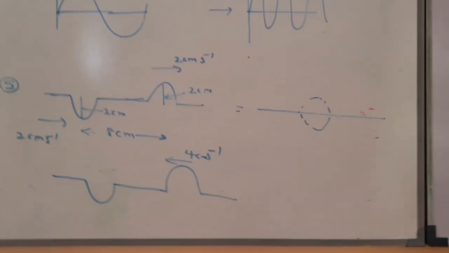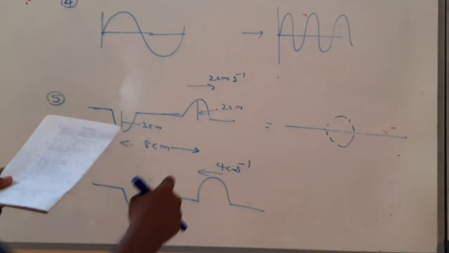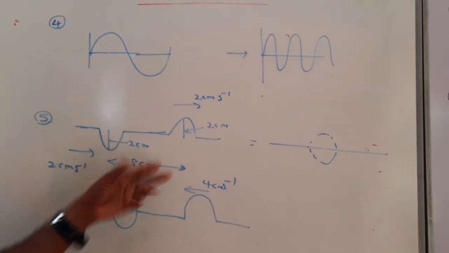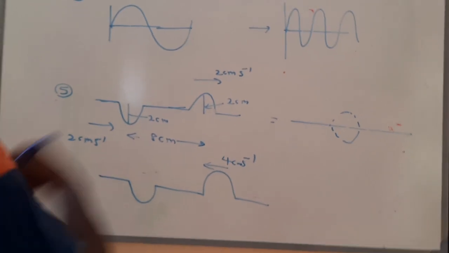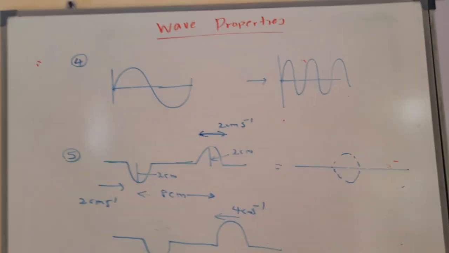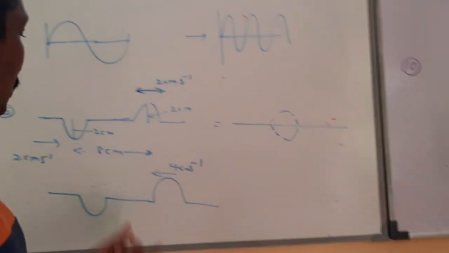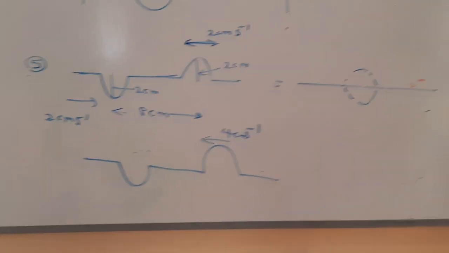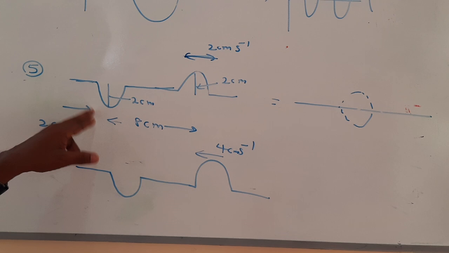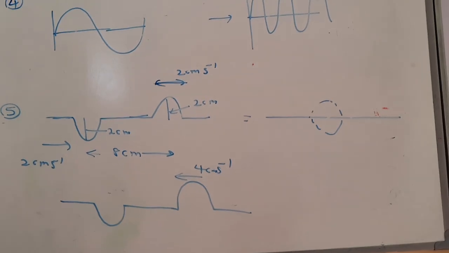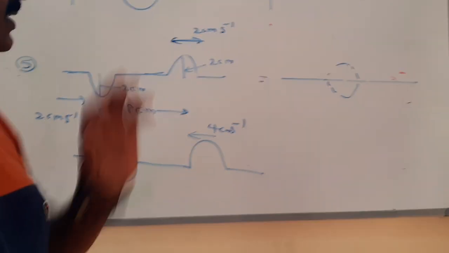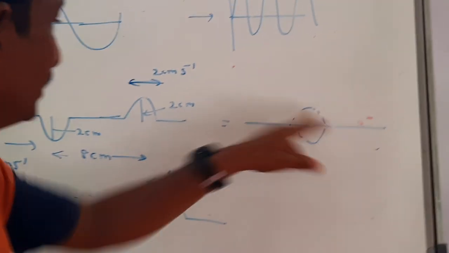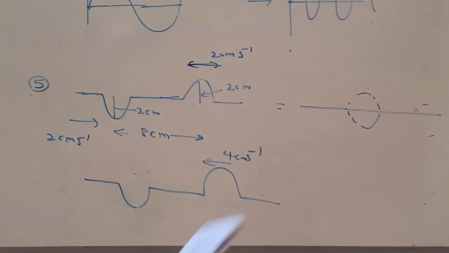Then the fifth question. Two pulses separated by 8 centimeter are moving towards each other. After some interval, what happened? What is the position? After 2 seconds, consider using relative velocity. Relative velocity means if one is at rest, the other moves 4 centimeter per second. It's separated by 8 centimeter, and after 2 seconds it moves 8 centimeter, like this. So that is destructive interference. The total waves vanish. So that is the final waveform. That is the fifth answer.